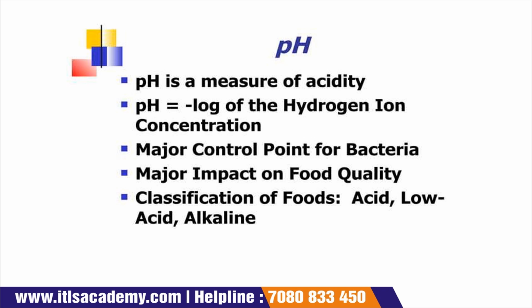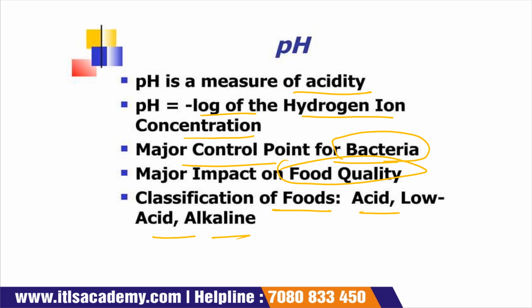Now pH is the next one which is also required for the growth of microorganisms, and pH measures acidity. pH is defined as the minus log of hydrogen ion concentration, a major control point for bacteria. If we change the pH of the food product, then the growth of microorganisms will also be affected. It can even have a greater impact on the quality of the food product. So food can be classified on the basis of this pH: either acidic food, low acidic food, or alkaline food.